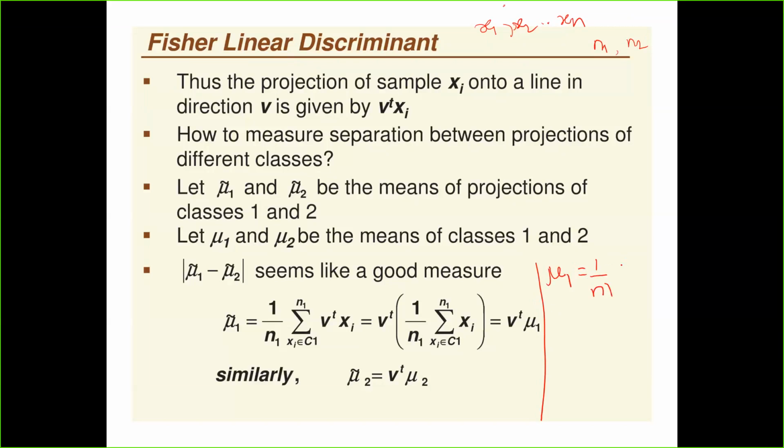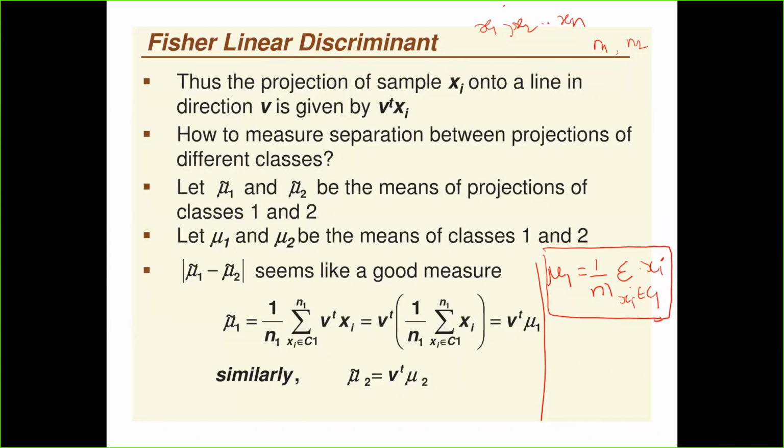1 by n1, take all the instances that belong to class 1. For all xi belonging to class 1, take the sum over xi. Isn't the average of all the instances belonging to class 1 the centroid of class 1 in the original space? Am I right? Yes, so this is the centroid of class 1.